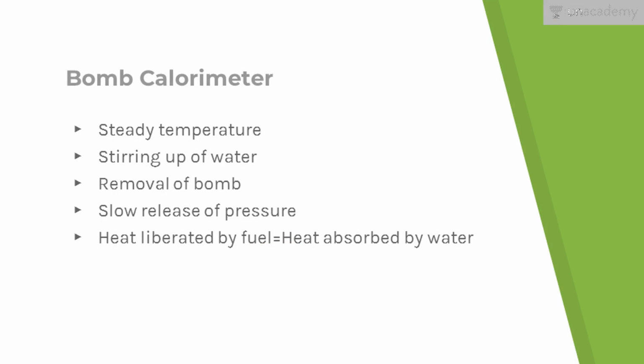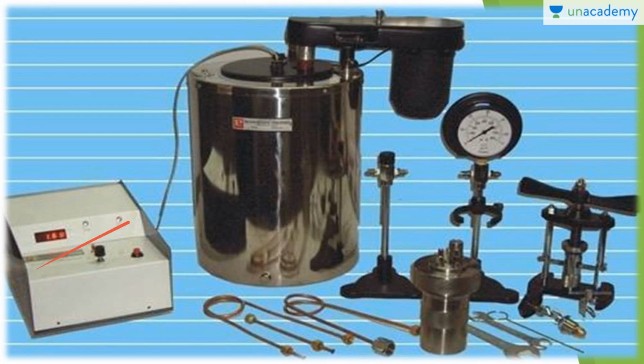After the steady temperature is reached, the water is stirred throughout the experiment, and then the bomb is removed and allowed to stand so that the acid mist may settle down. The pressure is slowly released and the contents of the bomb are carefully washed. In actual practice, correction needs to be made for the heat of the fuse wire. So the heat liberated by the fuel is equal to the heat absorbed by the water when you are doing the experiment in a bomb calorimeter.